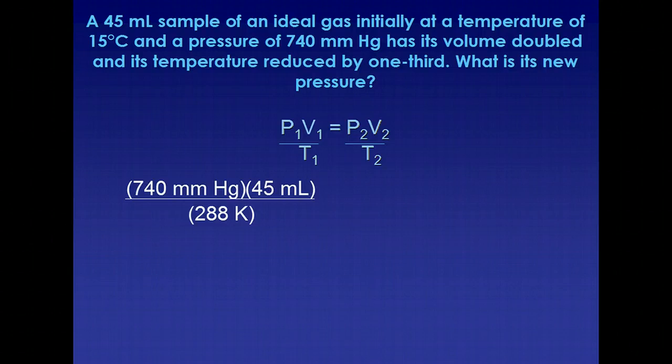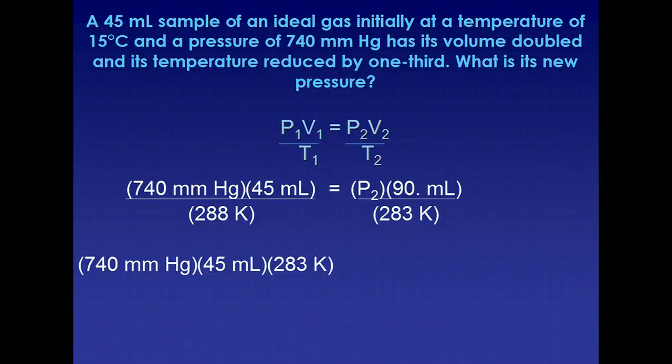And now we're going to find out what the new pressure is. So P2 is our unknown. We're told the volume doubled, so 45 doubled would go to 90. And when we're finding out the temperature, we're taking 1/3 of the 15 degrees Celsius, which would take away 5, which leaves me with 10 Celsius. And then I would add 273 to that to get 283 Kelvin.